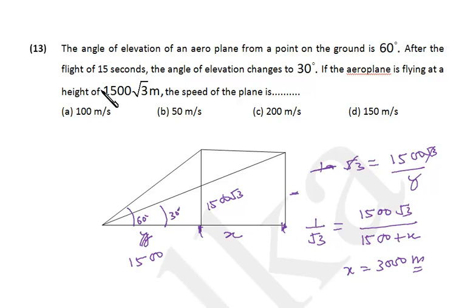Now to cover 3000 meters, it is taking 15 seconds, right? So speed must be 20 meter per second. I'm sorry, 200 meter per second. 3000 by 15. So that's 200 meter per second. This is the distance and this is the time taken, right? So 200 meter per second is the speed of the aeroplane. Problems are very simple. If you draw the diagram correctly, you'll be doing it very easily.